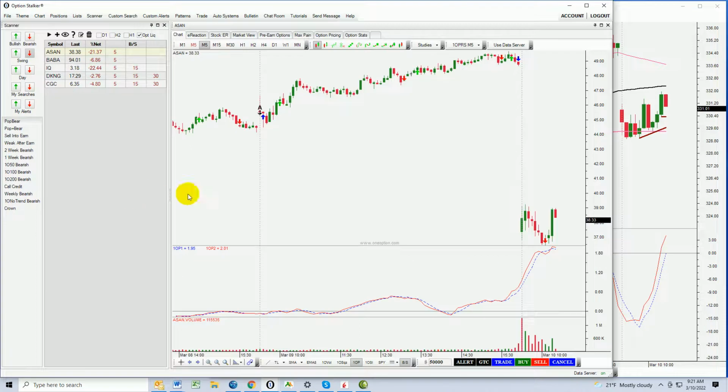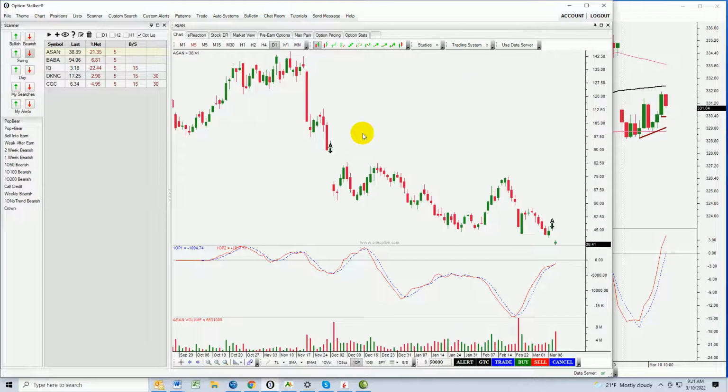So what are the stocks that look really weak? Well, ASAN, this does not look good. We had a huge gap down, and that was earnings related. So let's go into the daily chart. You can see steady downtrend, horizontal support breached. This stock looks like it's going to continue lower in a very negative earnings reaction. So I like this on the short side.